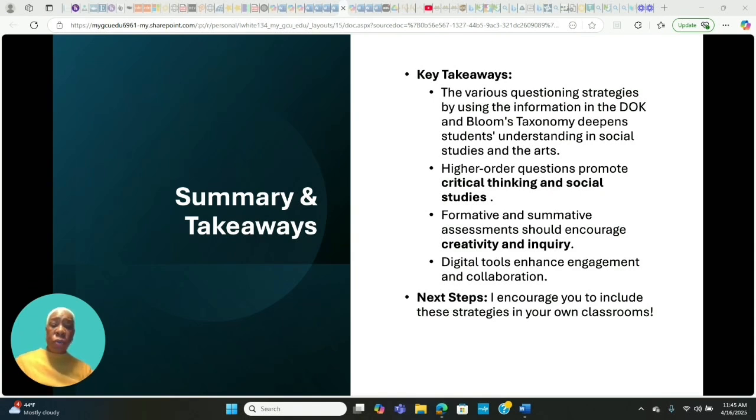And also the digital tools will act as an aid to bring more engagement into our classroom, and that's what we want. We don't want a lecture where we're just teaching and talking and they're not having any type of discourse. We want them to have that social studies and arts discourse. We want them to be able to ask questions, be inquisitive, be investigative. We want them to analyze and evaluate the information that we present. And that leads to a more well-rounded scholar. So I encourage you to include these strategies in your classroom.